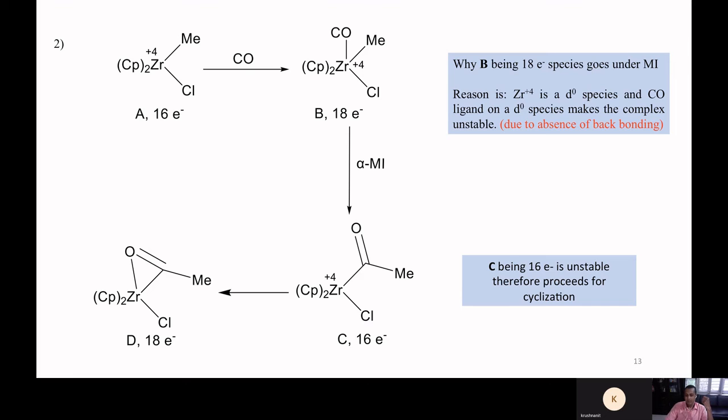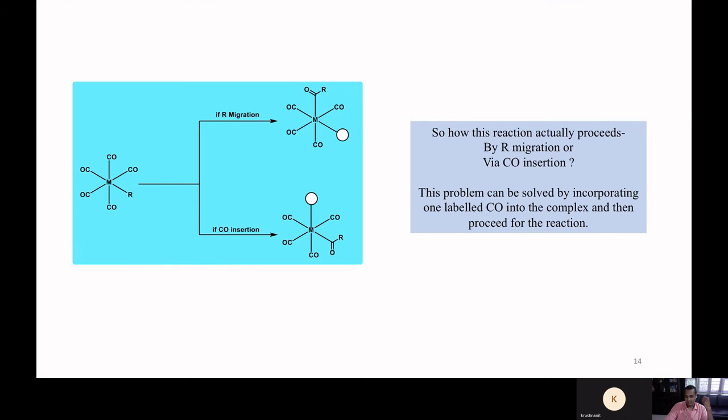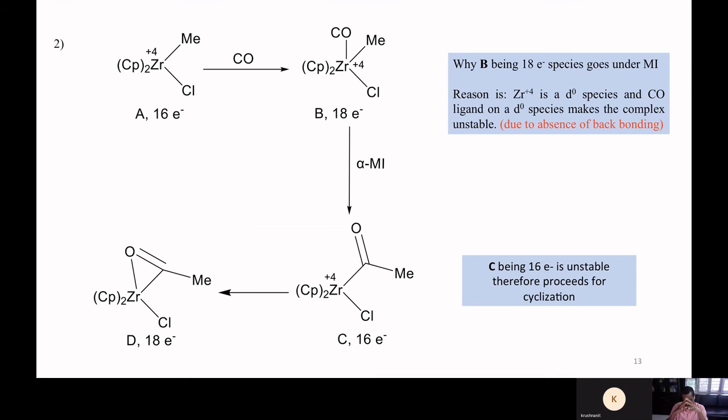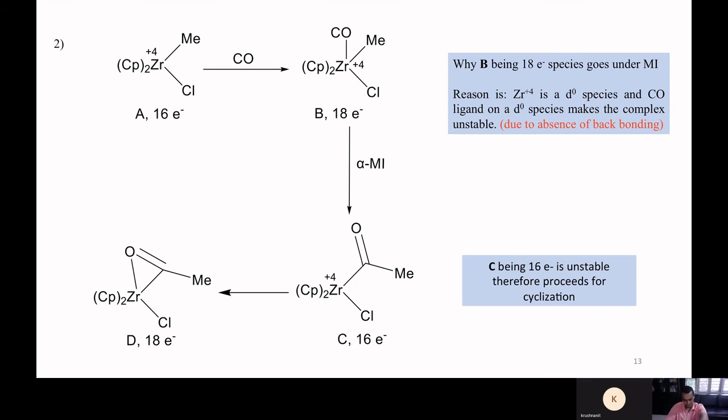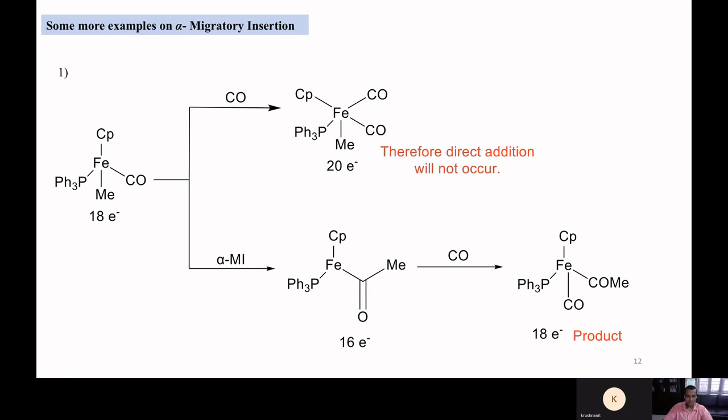Okay, I think that is what we have discussed so far. I hope you understood both the previous case and this case. So in the previous case, alpha migratory insertion happens and then CO adds. But in this case, alpha migratory insertion of course happens first, then CO cannot add, right? So you see the beauty of these two systems. In this case, of course, CO addition directly was not possible because it was 18 electron, 20 electron was not possible. So the alpha migratory insertion has to happen and then CO addition can happen.